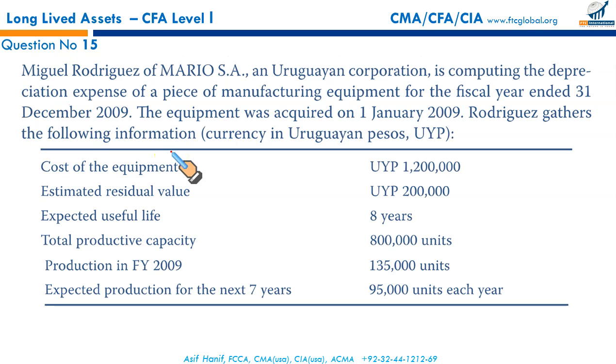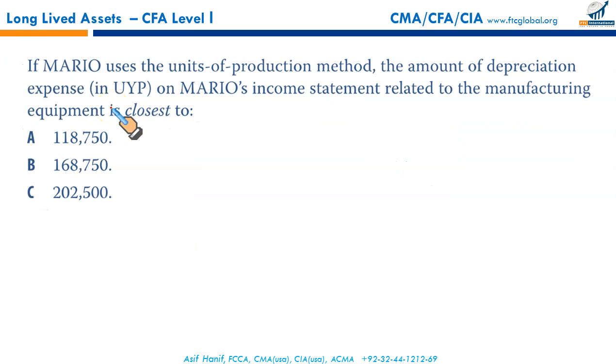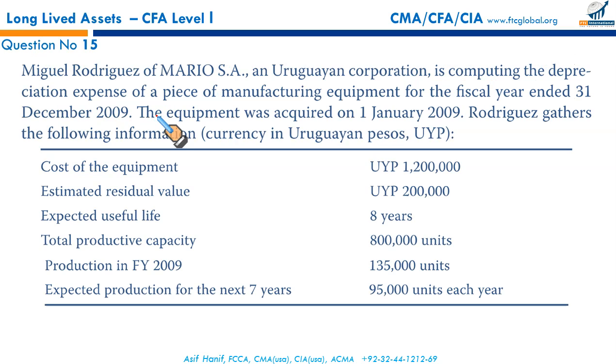Next, same question, but this time you need something else. If Mario uses the units of production method, the amount of depreciation expense on Mario's income statement related to the manufacturing equipment is closest to. Coming back to this information, depreciation under the units of production method is the number of units produced in the first year, 135, divided by the total output capacity. Expected production for the next 7 years, 95,000 multiplied by 7 plus 135, which is the production in the first year. This is the total productive capacity of the machine.